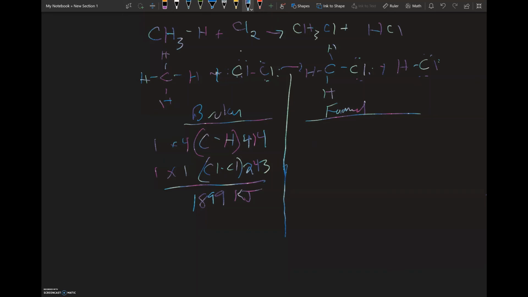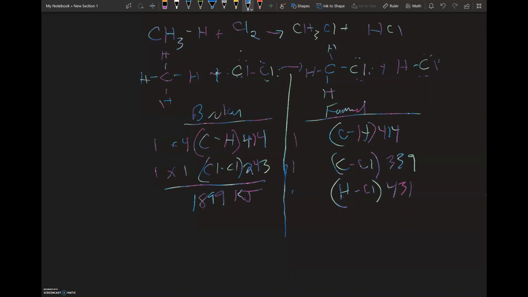Now we're going to go to the right-hand side. We see that we have a carbon hydrogen bond, and that's still 414. We have the carbon Cl bond, so it's a little different now. And then we have the HCl bond. So the carbon and chlorine is 339 kilojoules per mole. The HCl is 431 kilojoules per mole.